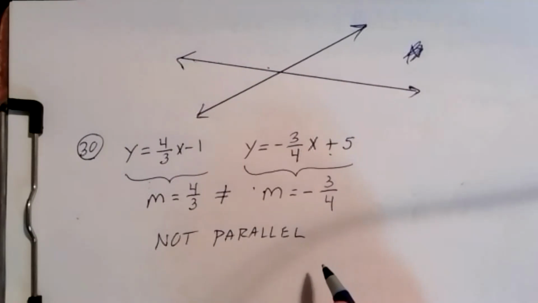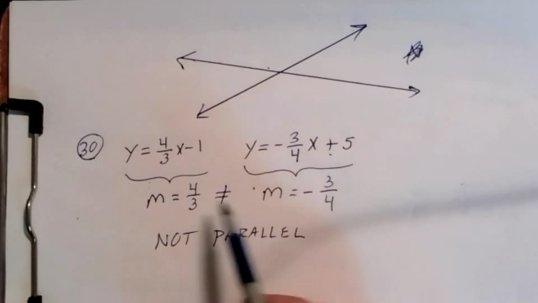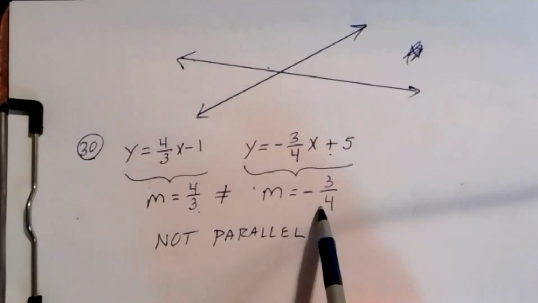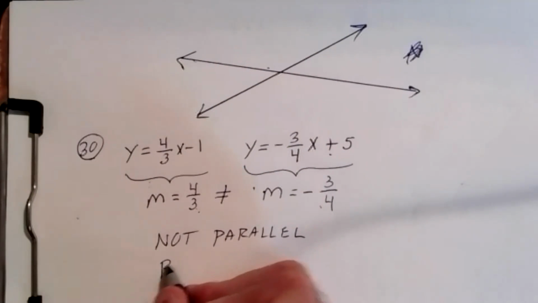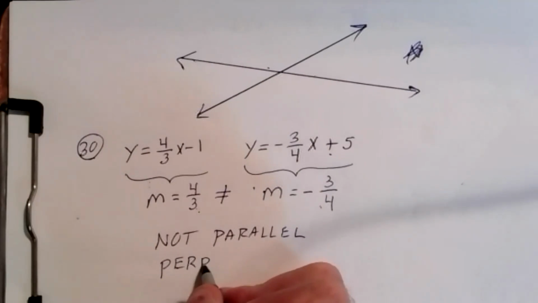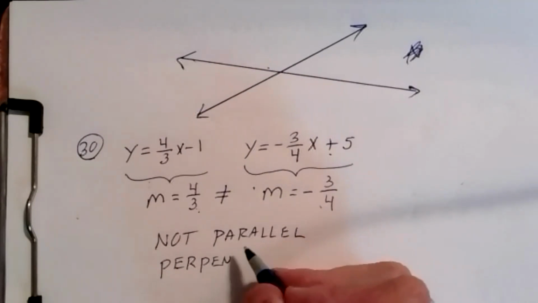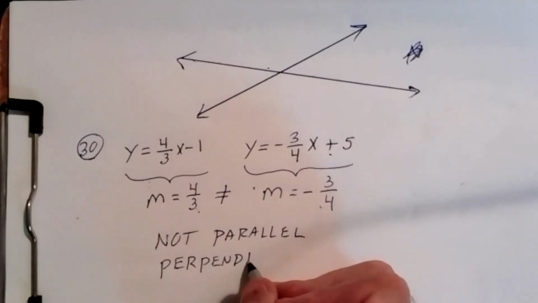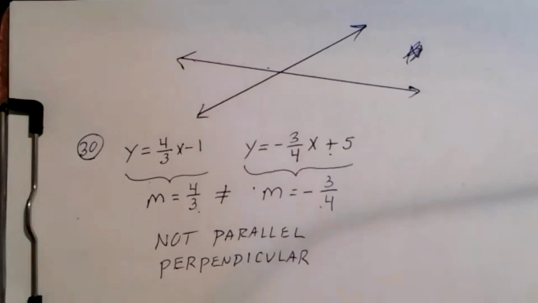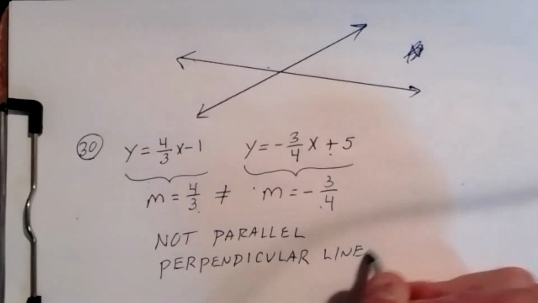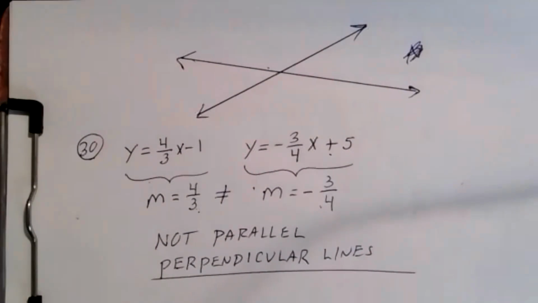Might they be perpendicular lines, ladies and gentlemen? Are these slopes negative reciprocals of each other? Yeah. These are negative reciprocals of each other. So these lines are perpendicular. And if you were to take the time to graph both of those lines, you would discover that they indeed do intersect at right angles. So these are perpendicular lines here. All right, perpendicular. That makes sense? Those are negative reciprocal slopes, so they're perpendicular.